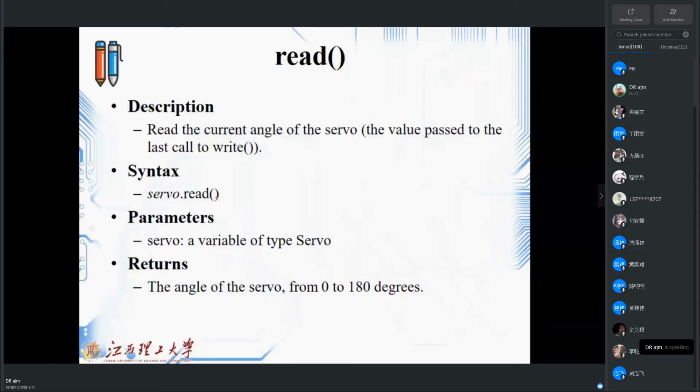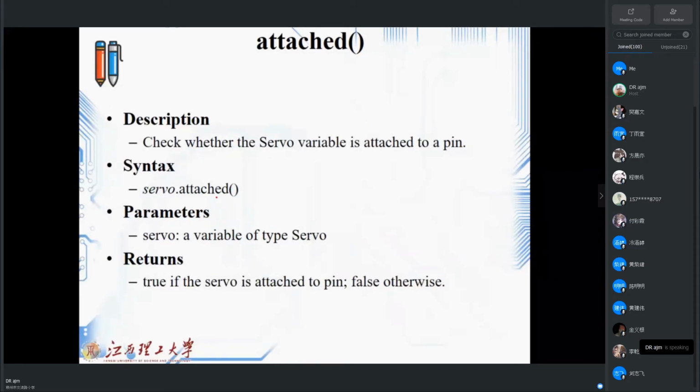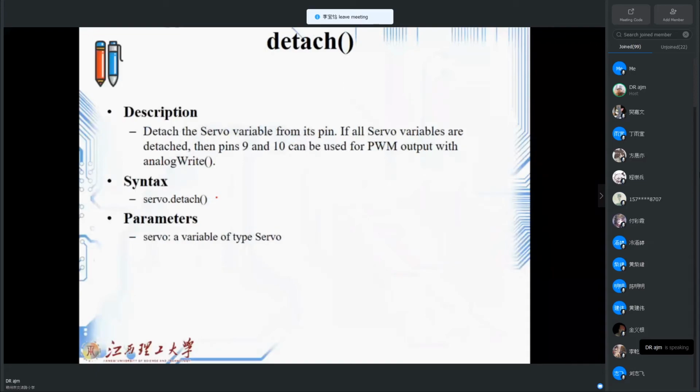The next function is attached, which checks whether the servo variable is attached to a pin, or you can see whether your servo motor is working or not. It will give two values, true and false. If the servo is connected, it will give true. Otherwise, it will give you false. It's good to check whether your servo motor is working properly or not.